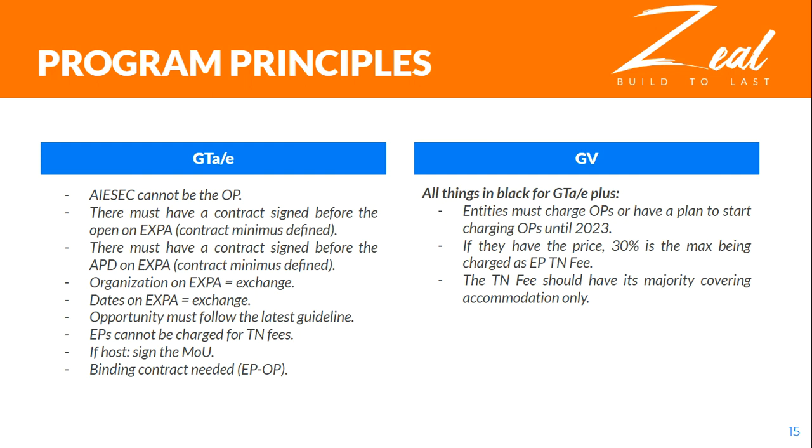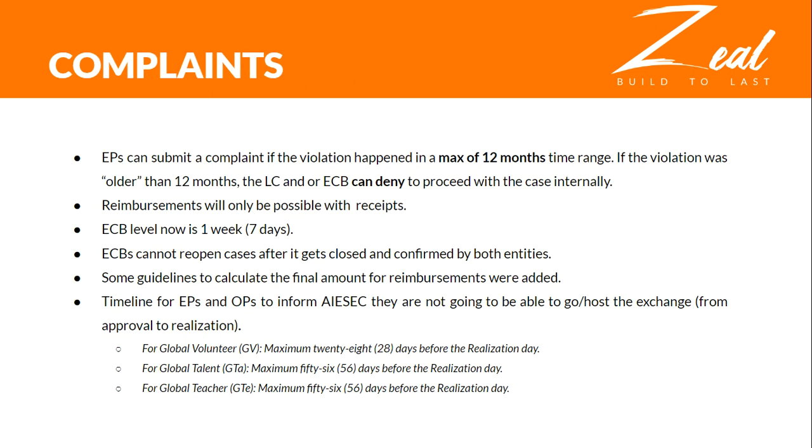Entities must charge OPs or have a plan to start charging OPs until 2023 because we want to make GV more sustainable. If they have a price, 30% is the max being charged as EP TM fee. The TM fee should have its majority covering accommodation only. So about the plan 2023, it's for the future. I will explain to you more in the commission codes.